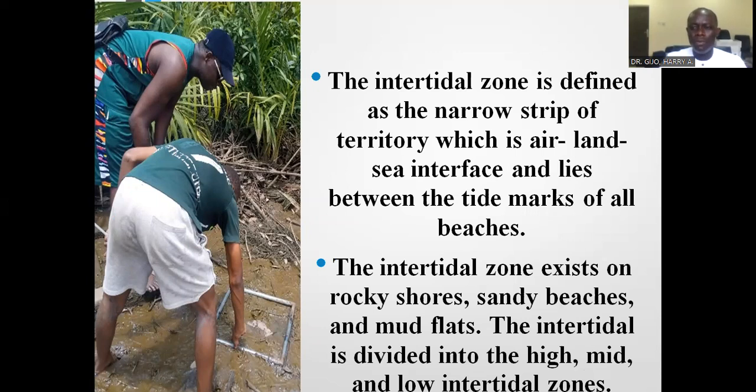They are found around the intertidal region of the river. The intertidal zone is defined as a narrow strip of territory which is the air, land, sea interface and lies between the tide marks of all beaches. The intertidal zone exists on rocky shores, sandy beaches, and mud flats. The intertidal zone of the river is divided into the high, mid, and low intertidal zones.